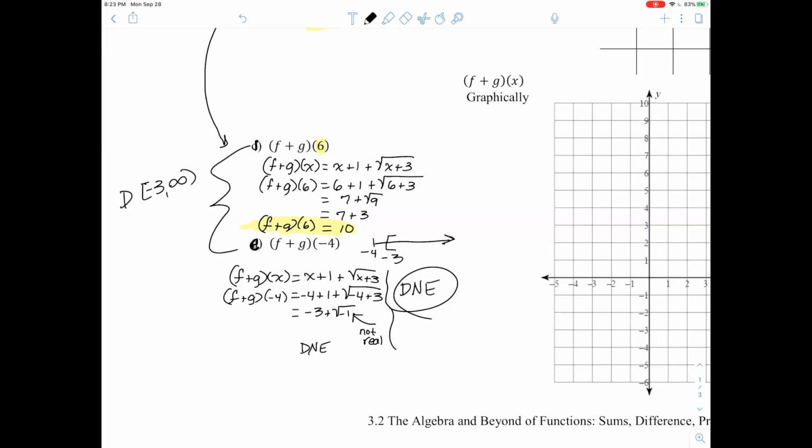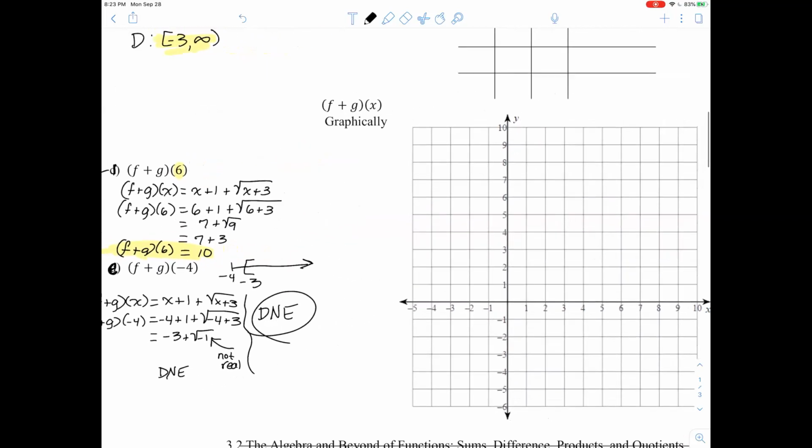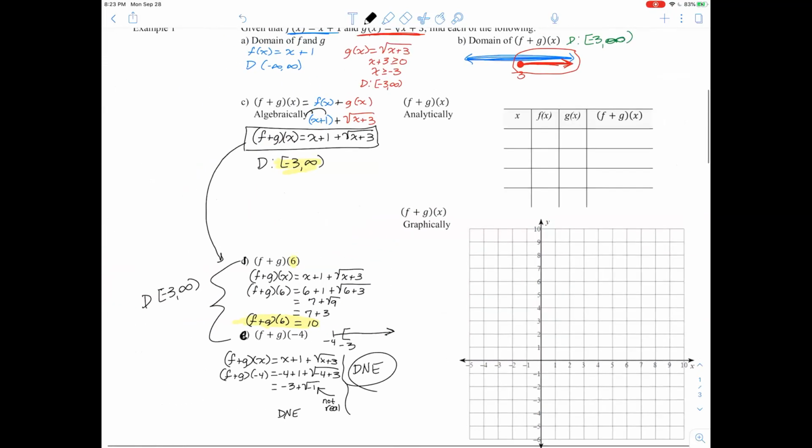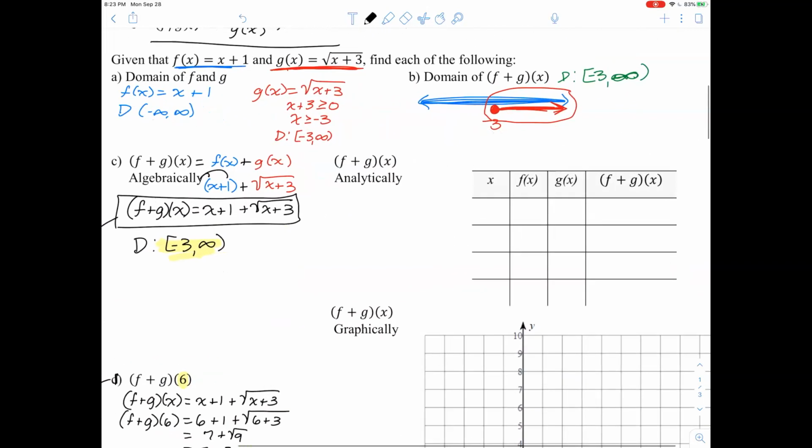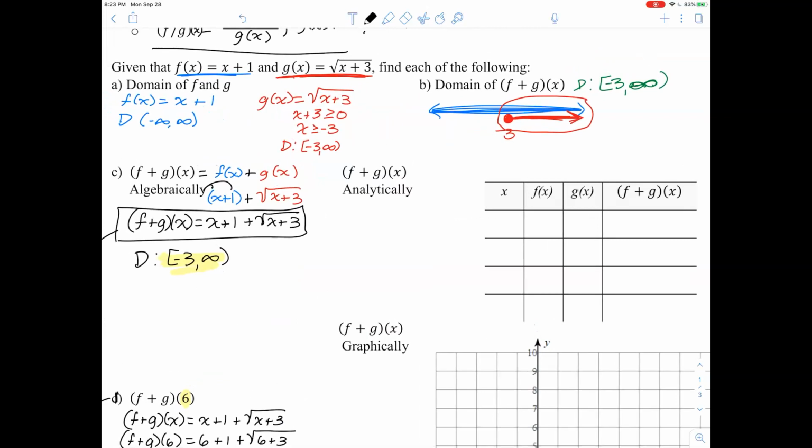Okay, so that's why it's important to find the domain of the two original functions and then figure out where they overlap so you know which values you can plug in and which values you shouldn't. Okay, so now let's go back and let's look at this analytically. How would we add the f plus g of x analytically?